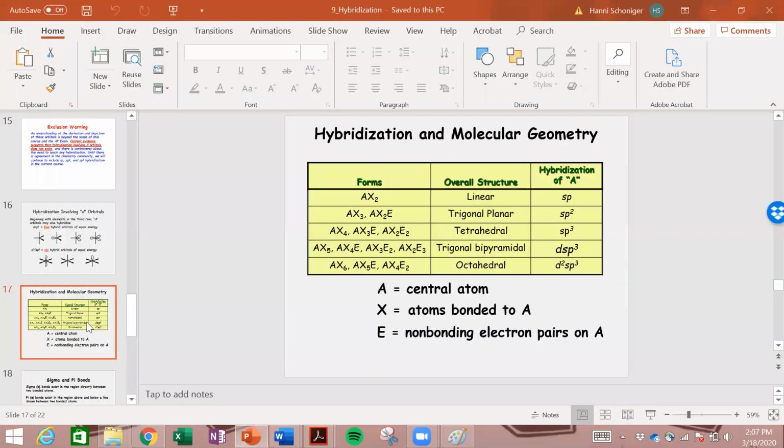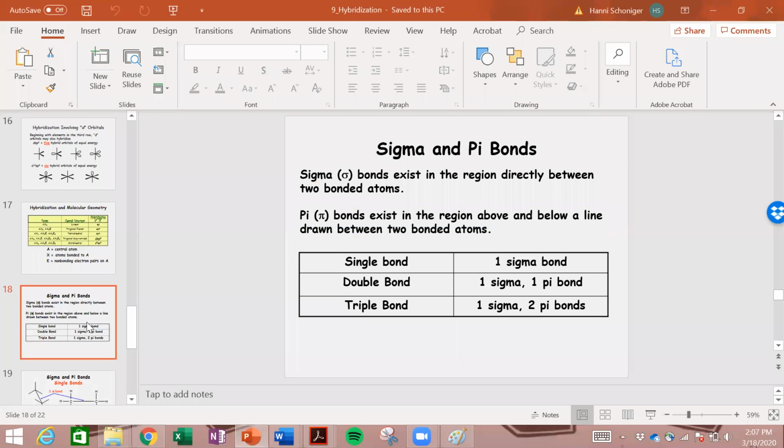All right, if we look at sigma and pi bonds now, sigma bonds exist in the region directly between 2 bonded atoms, and pi bonds exist above and below that. And so what I mean by that is if I have carbon attached to carbon, the region in between is your sigma bond. The region above and below is your pi bond.